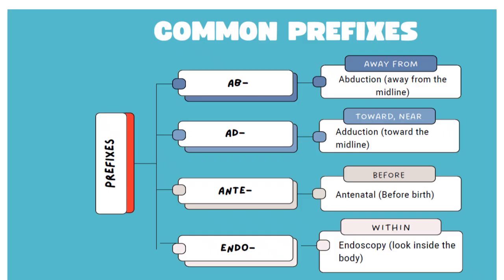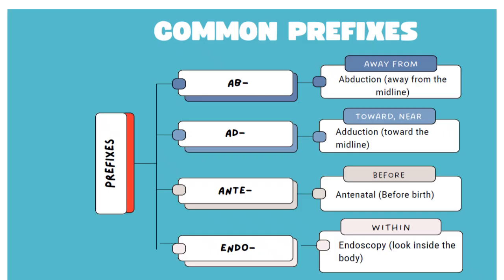Again, we said ab means away from, like abduction, away from the midline. It's the movement of the hand or limb, leg away from the midline of the body. Adduction means joining or toward or near. So it is movement toward the midline, joining the hand on the side of the body.